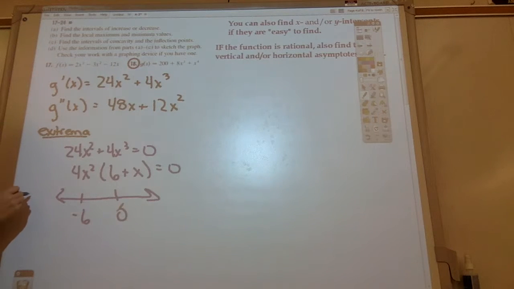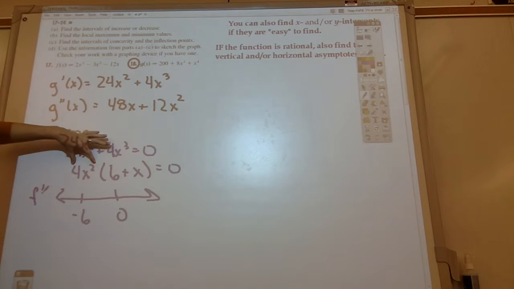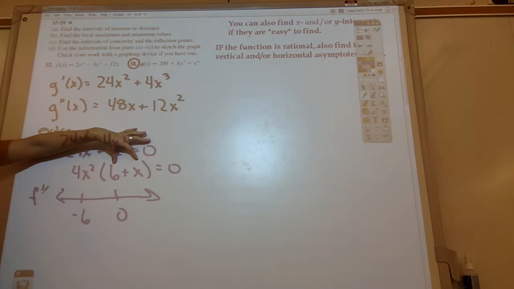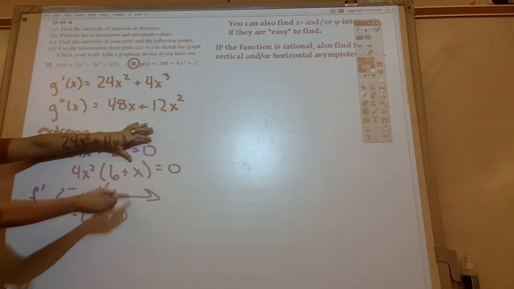Okay, so -7, remember I like to put it in the factored form of the derivative. I think that's easier. So anything that goes into 4x squared is going to be positive, right? So all I really have to worry about is this one quantity right here. So when I put in a -7, it's going to be negative. When I put in a -5 or -1, whatever you pick in here, it's going to be positive. Ditto over here.